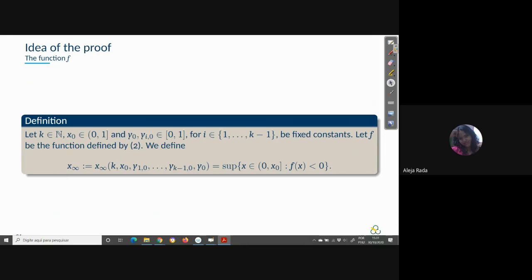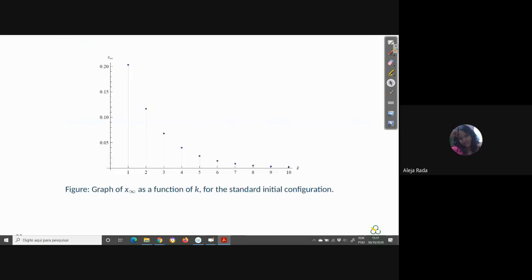So it's really important to understand how f works. x infinity is a function of k. When k is equal to 1, that is the original Maki-Thompson model developed in 1973, the proportion of ignorants is approximately 20%. But this number begins to decrease as we increase k. By k equal to 10, the proportion of ignorants when the process ends is very, very small.